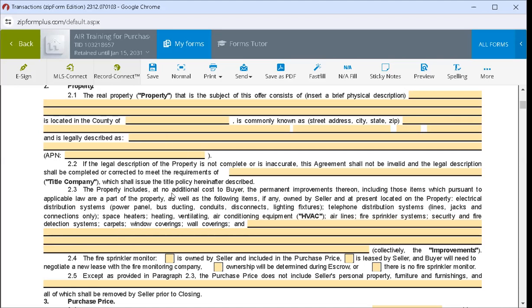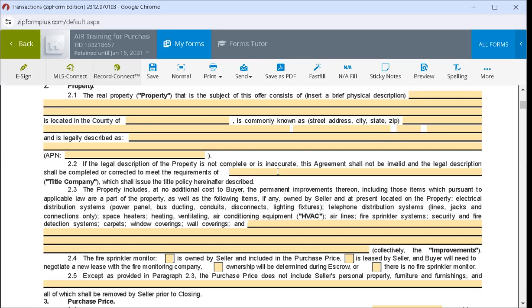That's the legal description that's found on a title report and the APN number. So if you don't have the title report up front, then you can go ahead and look it up on Realist or on the MLS. Now, you can insert that there, but you're going to look at 2.2. It says if the legal description of this property is not complete or is inaccurate, the agreement's still valid. So it's not going to invalidate the contract.